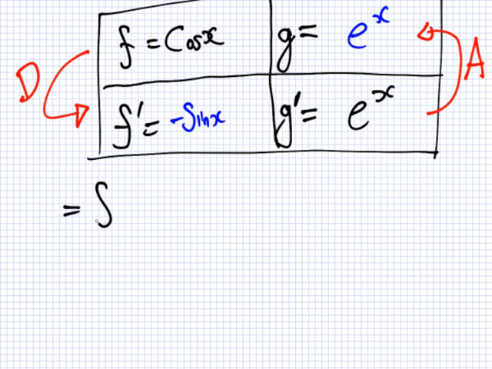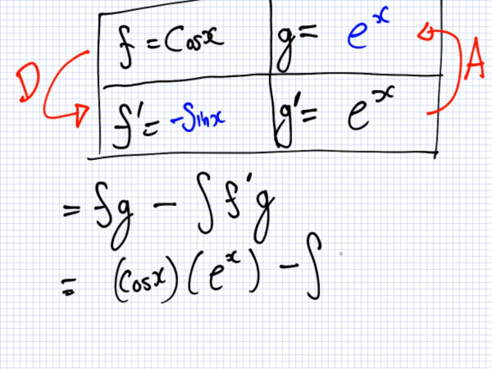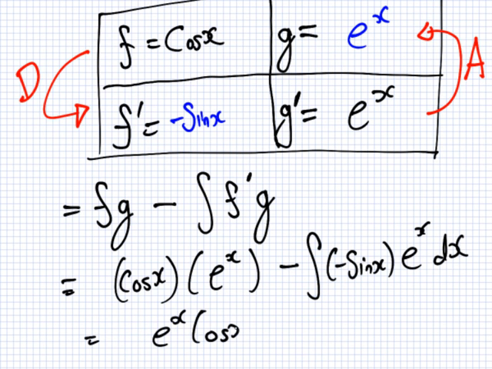So the rule is: this equals fg minus the integral of f derivative g. So what's f here? Cos x. And what's g? G is e^x. Minus f derivative, which is what? Minus sin x, and g, which is e^x. So we get this equals e^x cos x plus the integral of sin x e^x dx. Now you might be thinking this has not helped, because what's happened? You still have an integration.